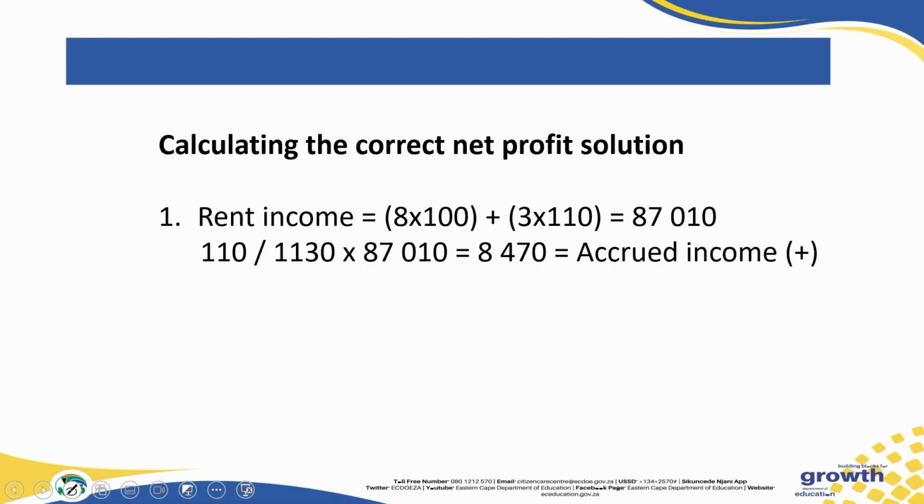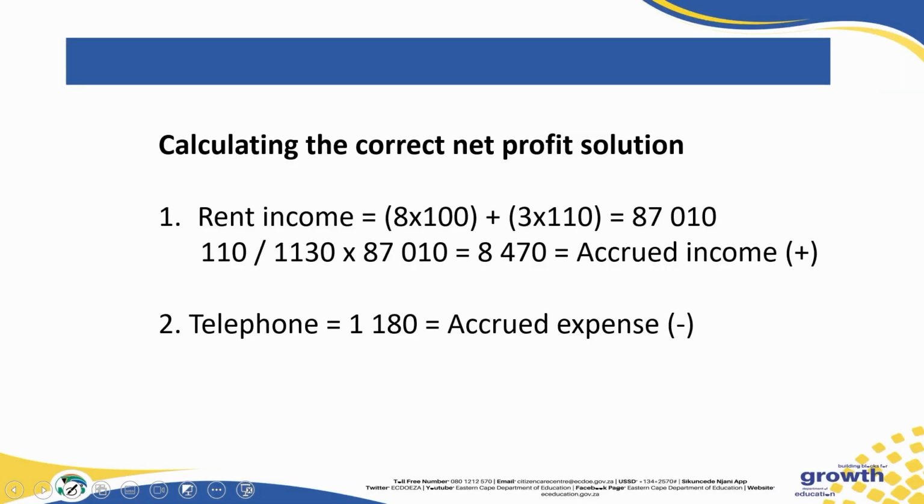Let's have a look at all of these very quickly. The first one, our rent income, we had 8 months that were normal, and we had 3 months that had the increase of 10%. So when we add that together, we get to 1,130. So we say 110, which is the increased amount, divided by 1,130, and we multiply that by 87,010 Rand. So that is 8,470, and that is an accrued income. Our tenant owes us money, so because an accrued income is an asset, we are going to add that to our statement. Secondly, the telephone, it was given to us as 1,180. We know that this is an accrued expense. An accrued expense is a liability, and we are going to minus that amount from the statement.